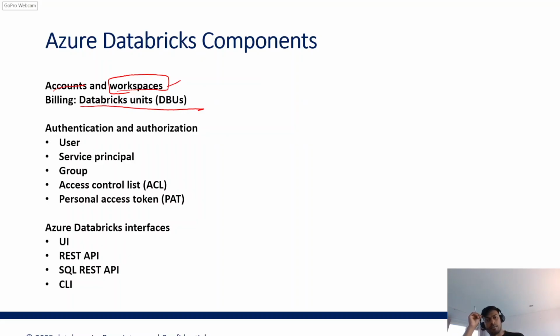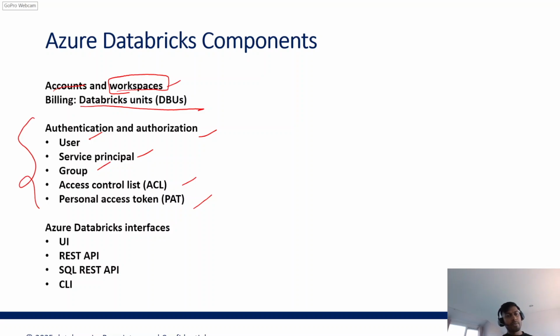And while creating a cluster, you also need to define something called DBUs. Those are called Databricks units. We will also see that. And then there is a topic called authentication and authorization. It's very common for all the Azure services. So in this case, you have a user, you have a service principal, you have a group, and then you have ACLs, access control lists. Then you also have a personal access token. We will see how it works.